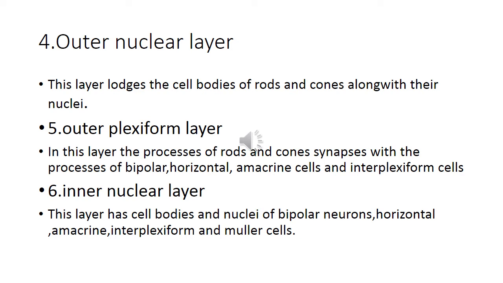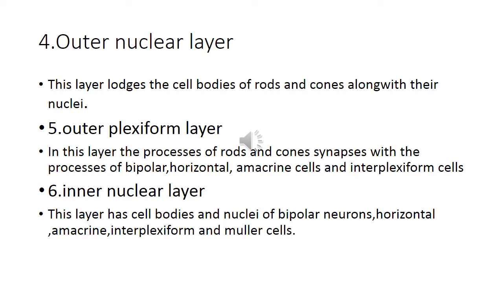Then comes the outer plexiform layer. This layer is also called as the outer synaptic layer. Actually, this is the layer in which the processes of the rods and cones are making synapses with the processes of the bipolar cell, horizontal cell and interplexiform cells which are present in the deeper layers.